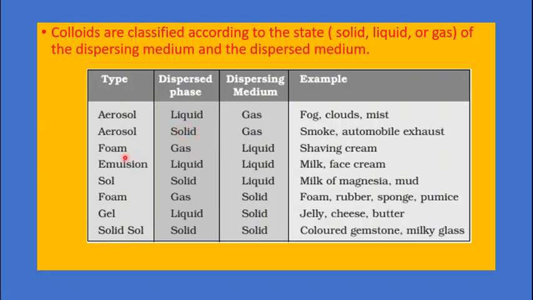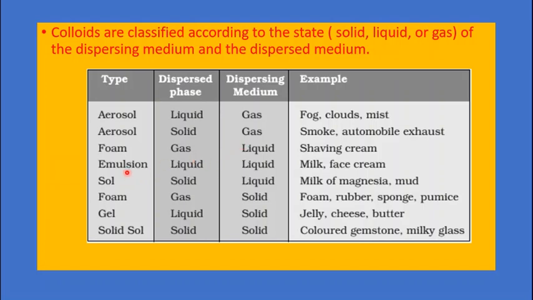Third example, foam, such as shaving cream. In that, gas is dispersed in liquid. The example is shaving cream. So please learn all this properly: what is an example of foam, what is the dispersed phase and what is the dispersing medium. Gas is dispersed in the liquid.